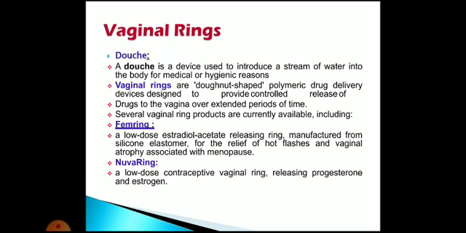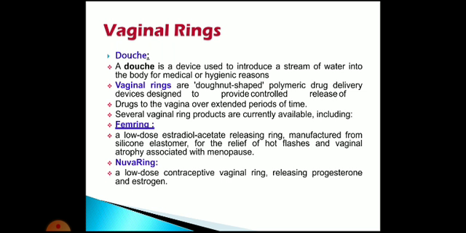Some vaginal rings are also used in this category. In that, we have first the douche. Douche is a device used to introduce a stream of water into the body for medical or hygienic reasons. The vaginal ring contains a polymeric drug delivery device designed to provide a controlled release of drug to the vagina over an extended period of time.